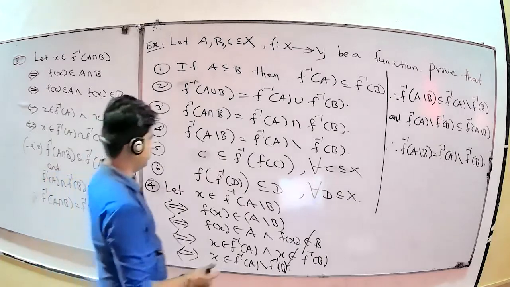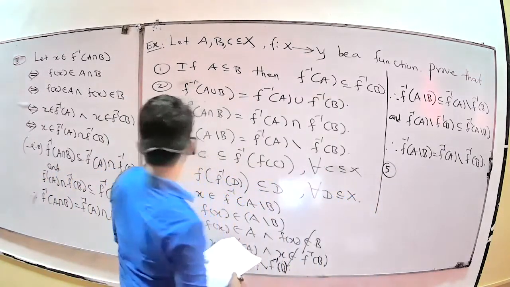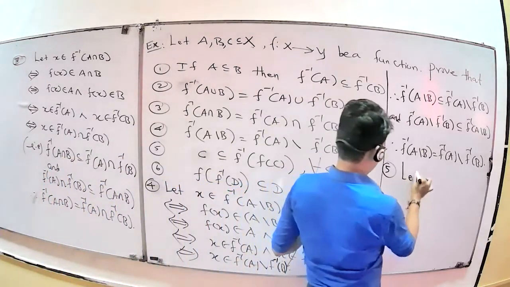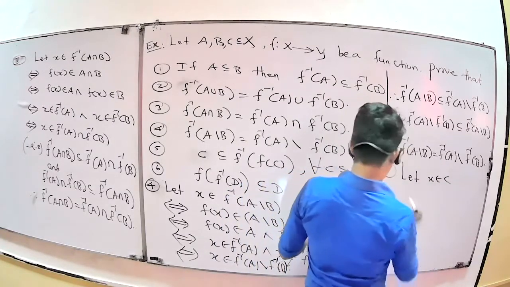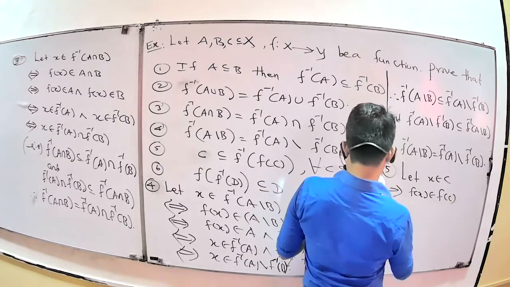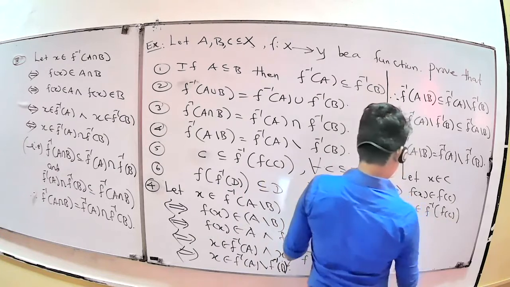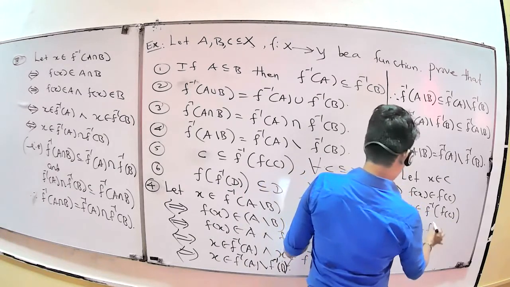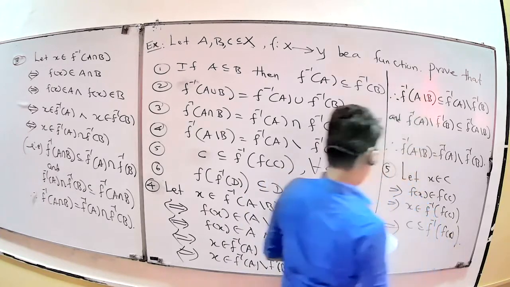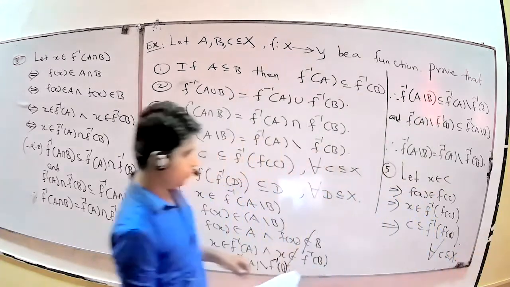Question number 5. Let x belong to C. Then this implies f of x belongs to f of C. Therefore, x belongs to f inverse of f of C. This means C is a subset of f inverse of f of C, for all C a subset of X.